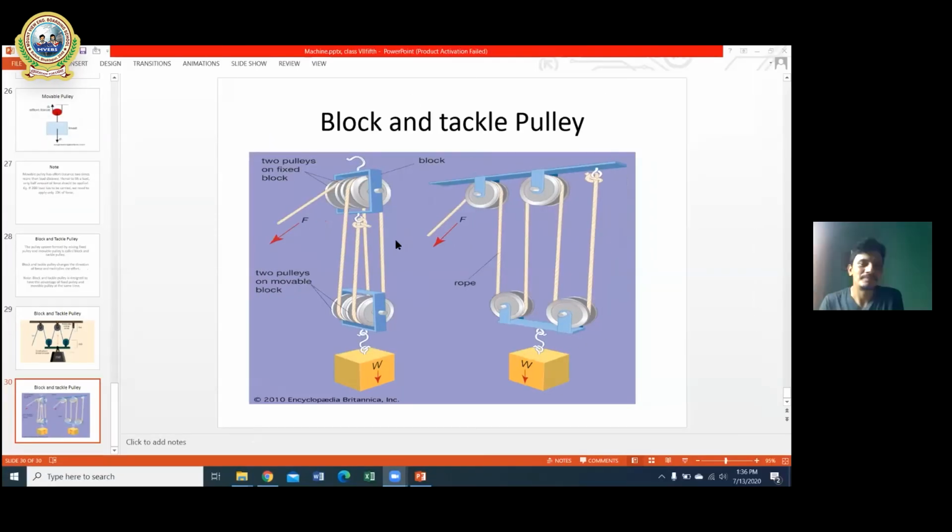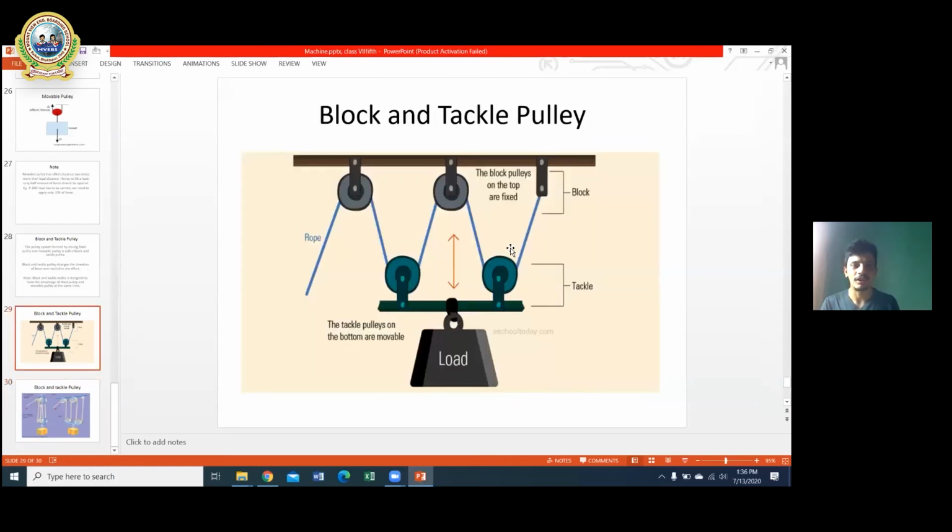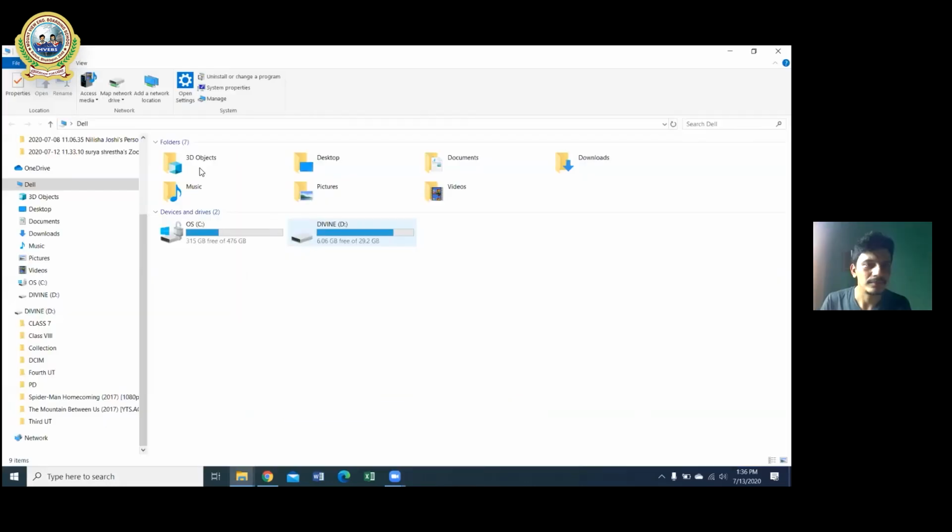Now let me share the screen once again, okay? So this is the figure of a block and tackle pulley. You can see on the screen, the upper one is a fixed pulley, and the lower one is a movable pulley. When all these pulleys are combined, a new pulley system is formed, which is called a block and tackle pulley, okay? Now, we have some numerical problems.